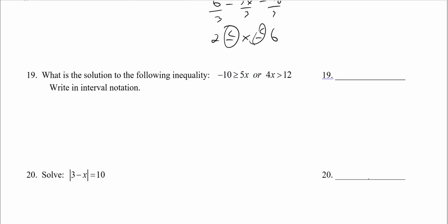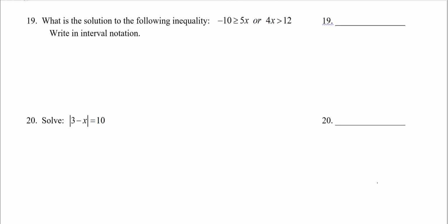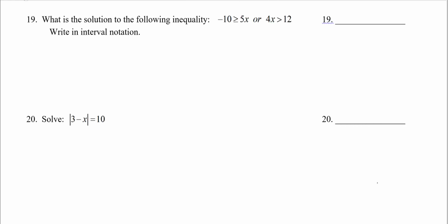Okay. All right, 19. So let's do another one of these. This is a little weird one. I'm going to move that 5x over. So you think you might see one of these on the final? Probably. Just like that. Okay, so I'm going to move that over, and then I'm going to divide both sides by 5. So x is less than or equal to -2. And then this one I'm going to divide by 4. So x is greater than or equal to 3.